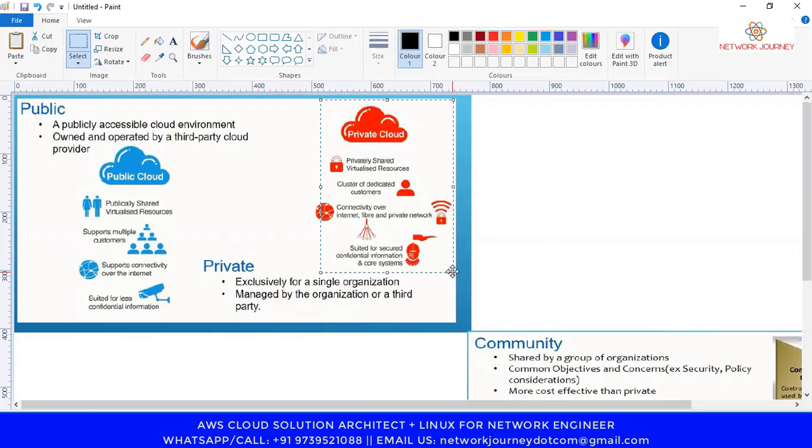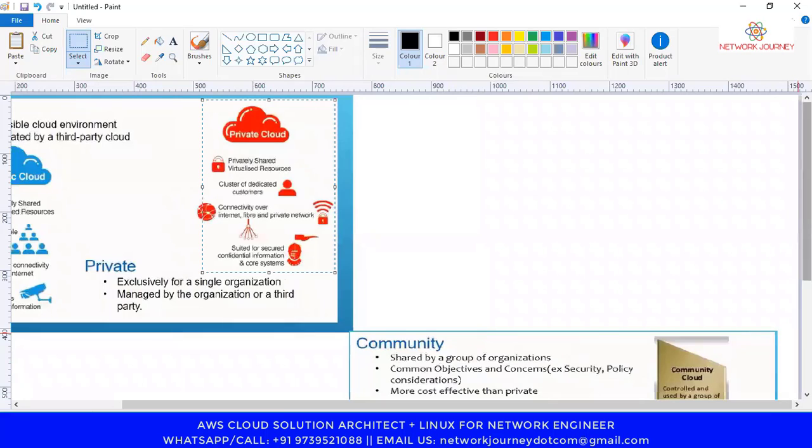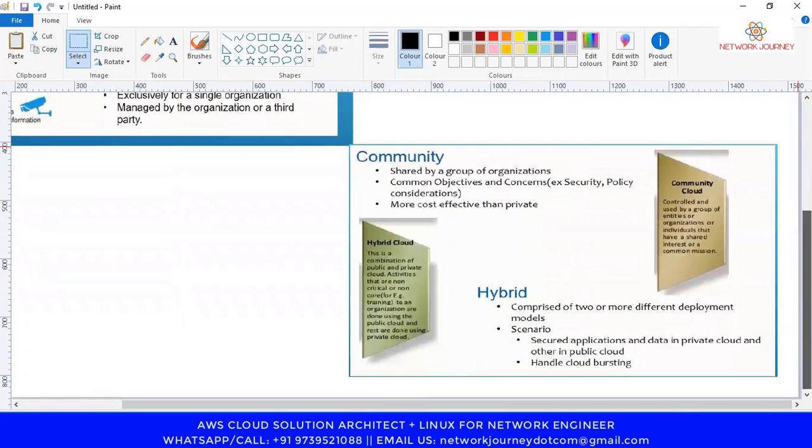Okay. So fine. Now next to that, we can go for the remaining two types of cloud. The remaining two types are community cloud and hybrid cloud. You said only public cloud, private cloud, hybrid cloud. Then what is meant by community cloud?